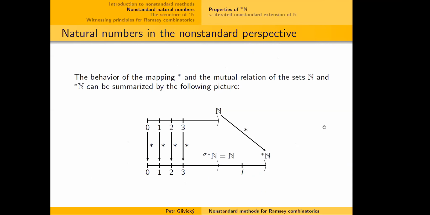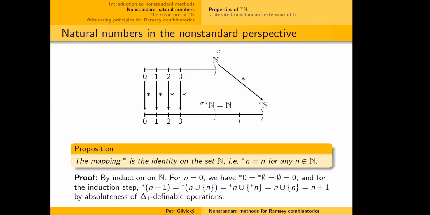Another thing from the title of this talk is iterating the star for the set of natural numbers. So we just need to look at how star and then later the iterated star behaves on the set of natural numbers. And how the single star behaves is basically summarized in this picture, and I will fill in the details. That's the same picture here. And the first thing, very important one, is that the star mapping is actually identity on the set of natural numbers. So for any natural number n, star of n equals n.